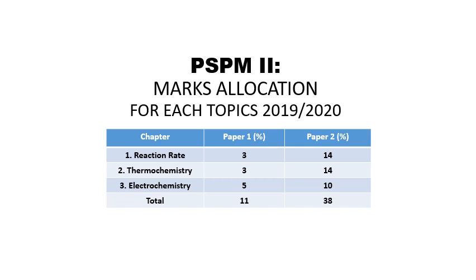For the paper 1, total is 40 marks. So roughly around 25% from physical chemistry. And then the paper 2, full mark is 100%. So total around 38% for paper 2. You can check the marks allocation for each topic from the table.